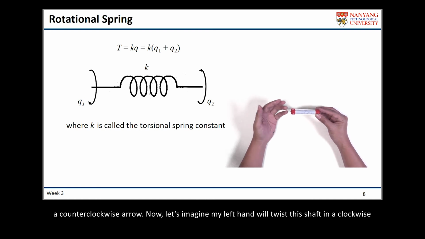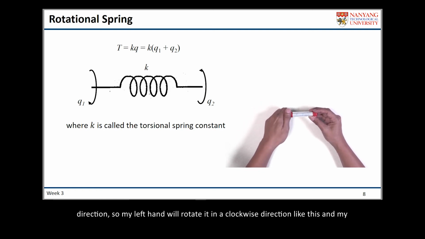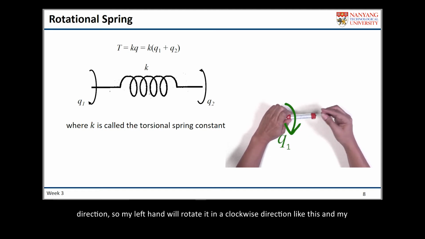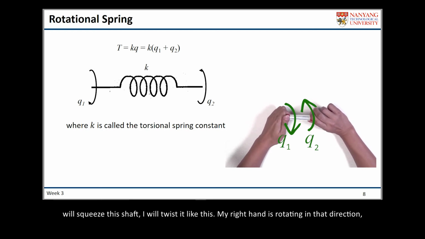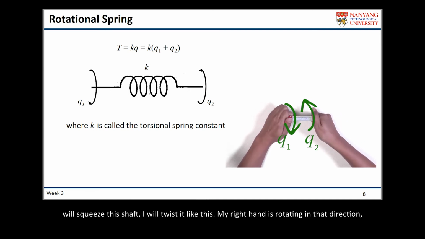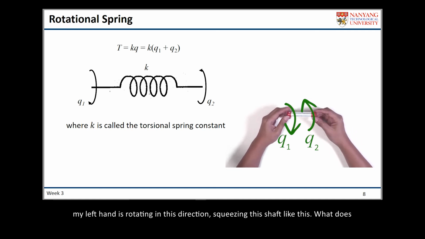Now let's imagine my left hand will twist this shaft in a clockwise direction. So my left hand will rotate it in a clockwise direction like this, and my right hand will twist it in the counterclockwise direction, which means I will squeeze this shaft, I will twist it like this. My right hand is rotating in that direction, my left hand is rotating in this direction, so I squeeze this shaft like this. What does it mean?